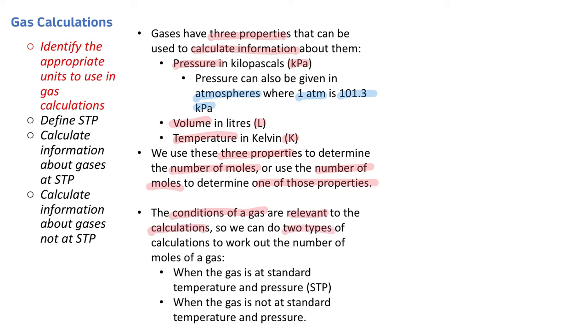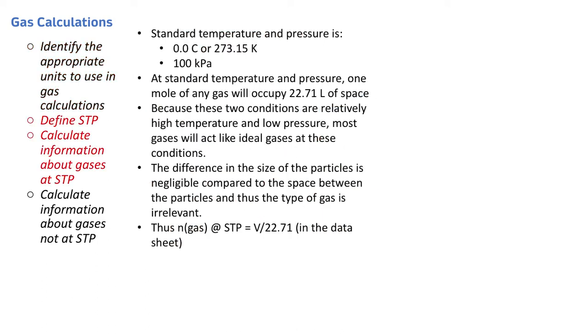So we can do two types of calculations to work out the number of moles of a gas. We just went through pressure and temperature and how they affect volume. So we need to know those conditions so that we can work out the number of moles of a particular gas. Either the gas is at standard temperature and pressure, or it's not. So we're going to talk about what those are. So what is standard temperature and pressure?